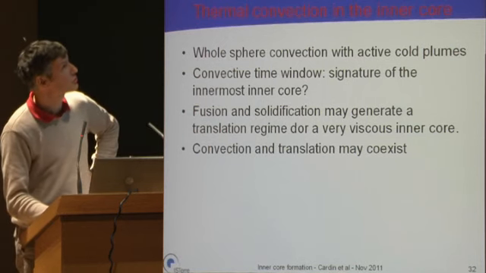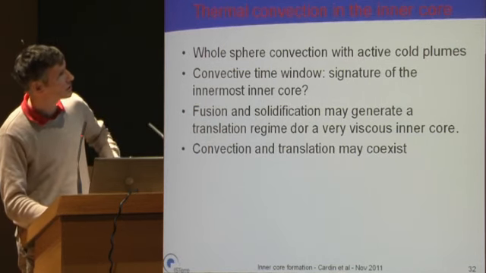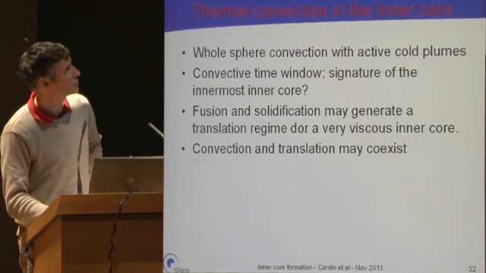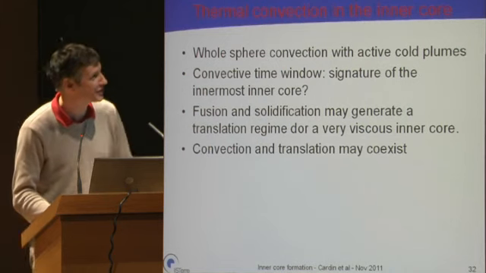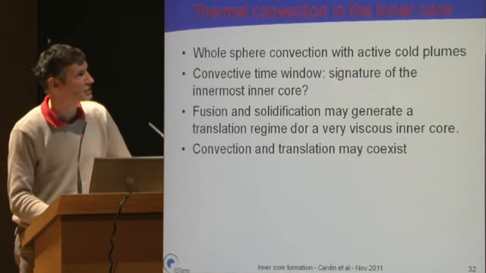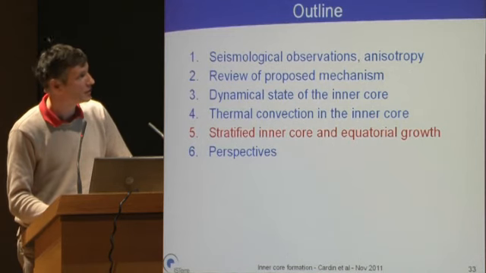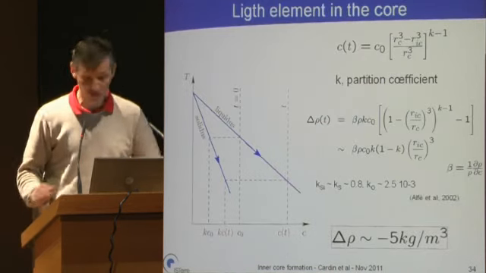This is my summary for thermal convection in the core. Whole sphere convection with active cold plumes, convective time window signature of the innermost inner core. Fusion and solidification may generate a translation regime for a very viscous inner core, and convection and translation may coexist. Outline. Now, I'd like to introduce stratification.